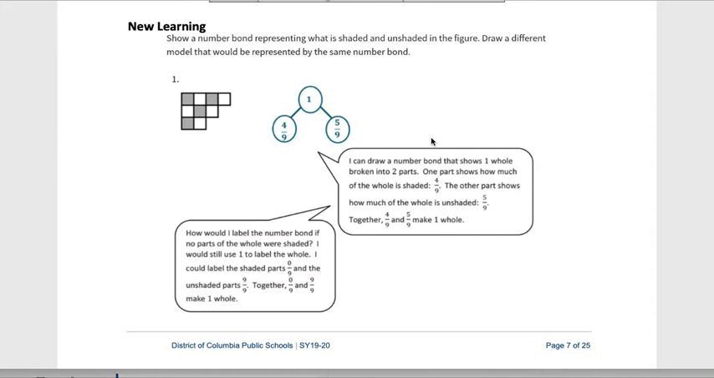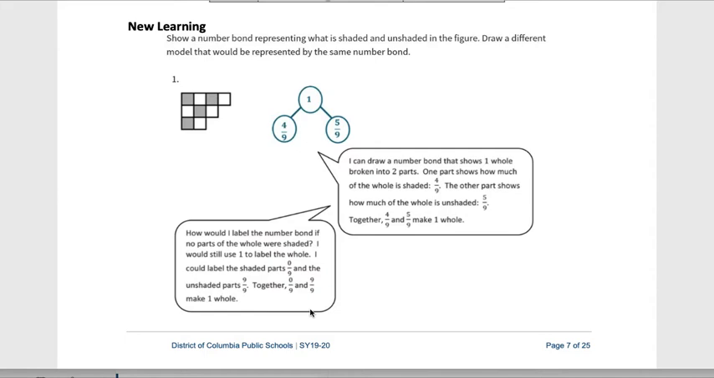So it says, I can draw a number bond that shows one whole broken into 2 parts. One part shows how much of the whole is shaded, which is 4/9. You know that because there's 1, 2, 3, 4 shaded boxes. The other part shows how much of the whole is unshaded. You know that by counting the unshaded boxes, which is 1, 2, 3, 4, 5. There are 5/9. Together, 4/9 and 5/9 make one whole.